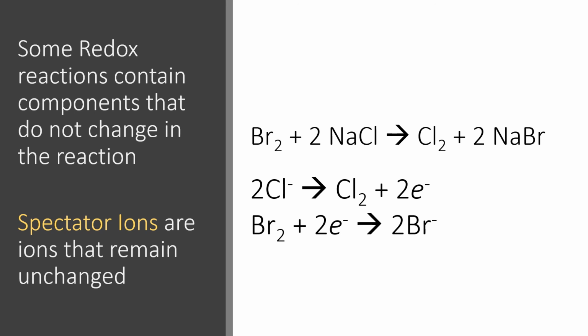Whenever you're writing redox reactions, you kind of ignore the spectator ions because they're not part of the chemistry that's actually occurring. What you're really interested in is how the electrons are moving in the system.